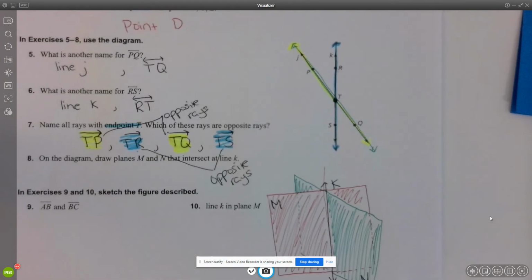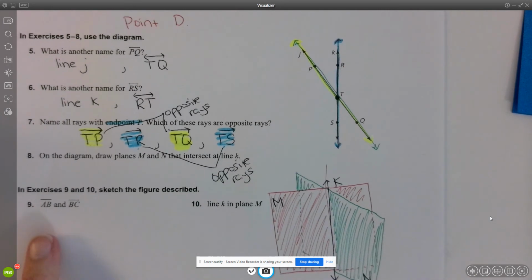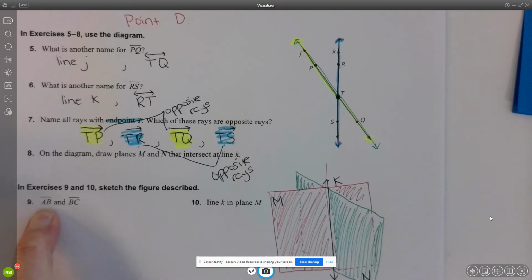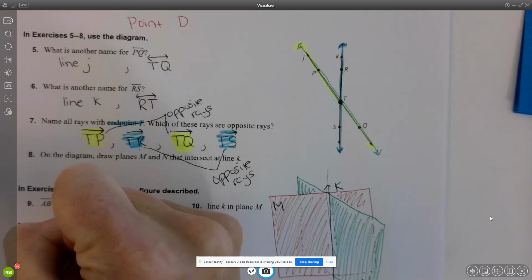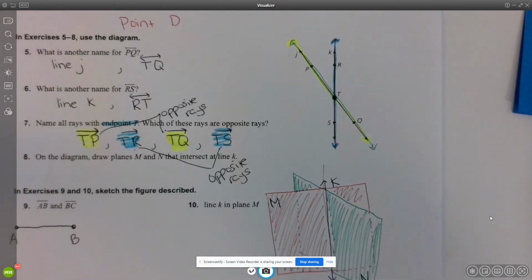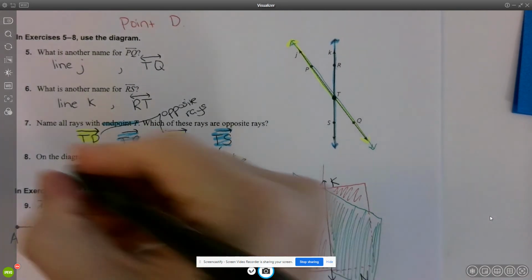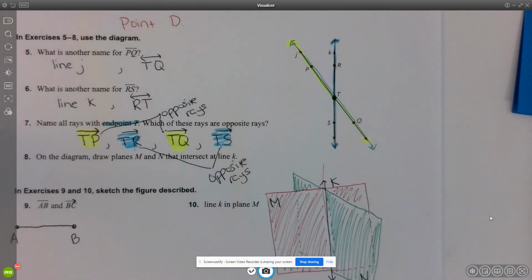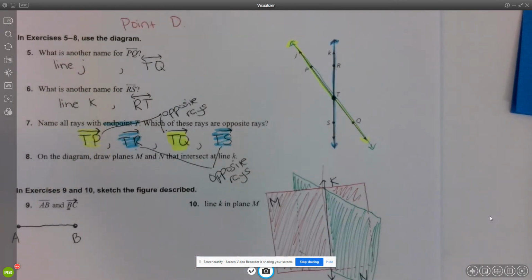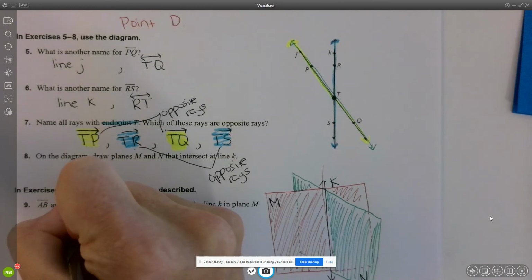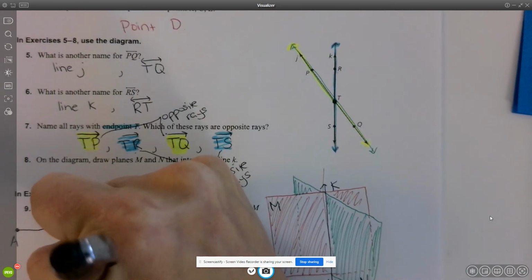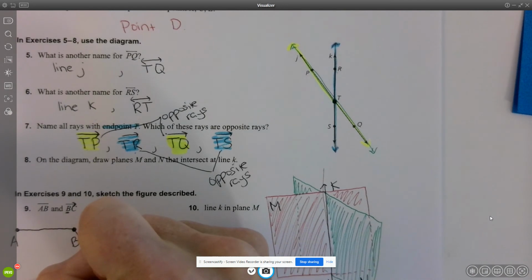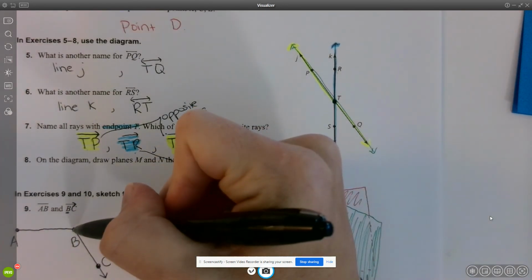In number 9 and 10, they want us to sketch the figures that they describe. So in number 9, we need to sketch line segment AB. So what would that look like? A line segment has two endpoints. And they tell me the endpoints are named A and B. I think there's a little arrow here. So they also want us to sketch ray BC. So B comes first. So B is the end point of our ray. I already have a point B, so I'm going to use my picture here that I already drew. And I'll just make this ray point this way. And I need to make sure that C is on this ray. So I've also drawn ray BC.